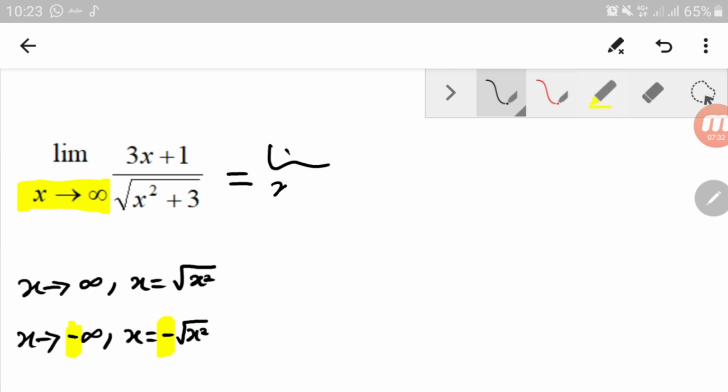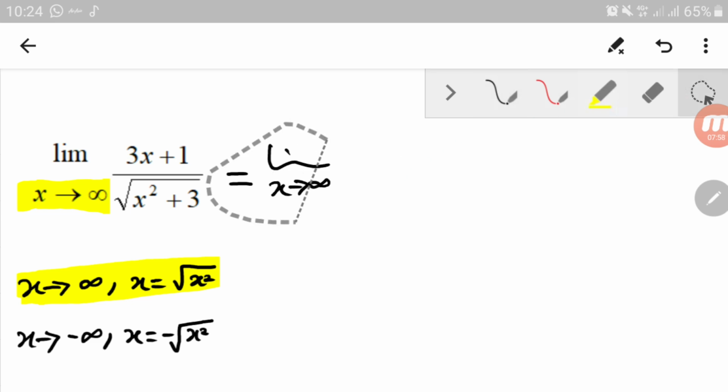So limit as x approaches infinity. Which one are we going to use? Since x approaches infinity, we are using this one.